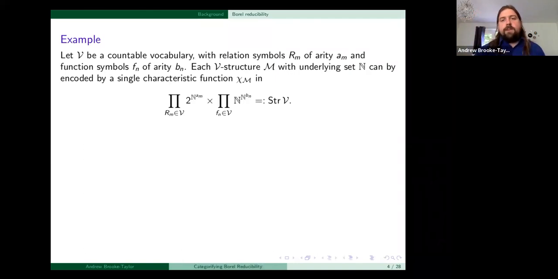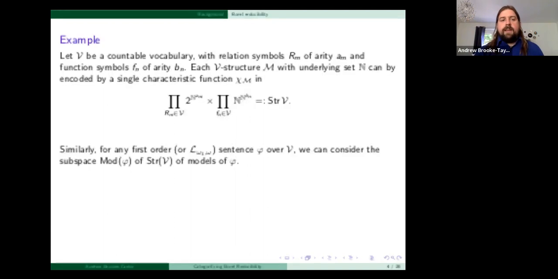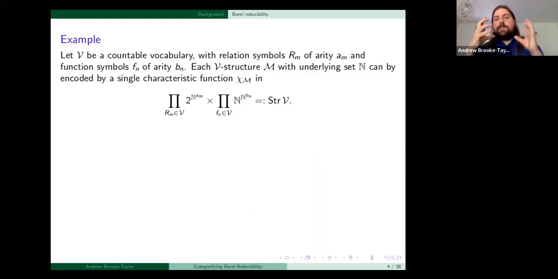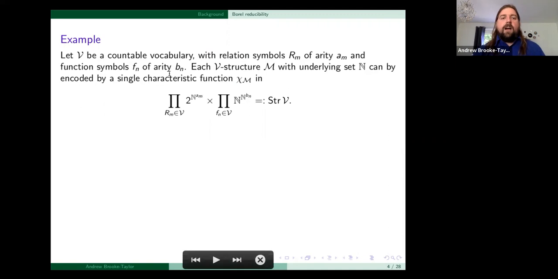So with that view, if we call this structures for V, then we have this nice Polish space of structures. Now notice in particular, I've assumed the underlying set is always the naturals. This is always about countable structures, but as soon as you're countable, you might as well assume that the underlying set is the naturals. So there's no harm in going concrete in that way.